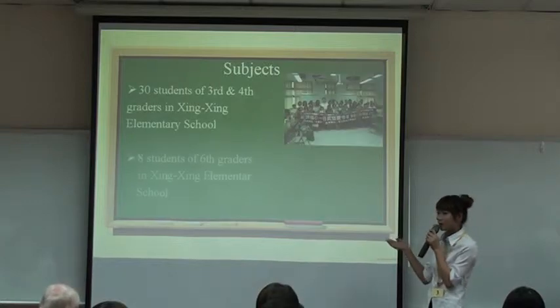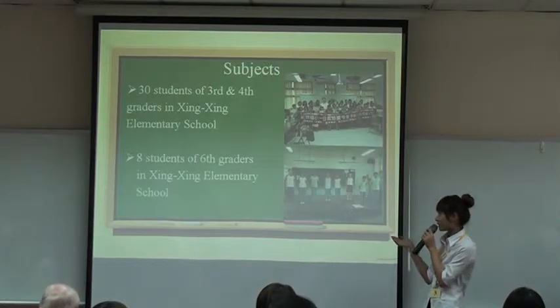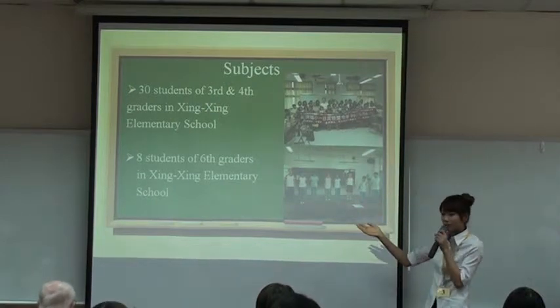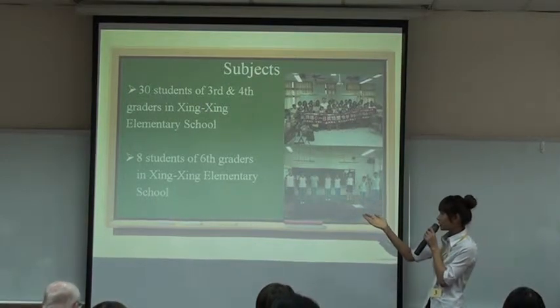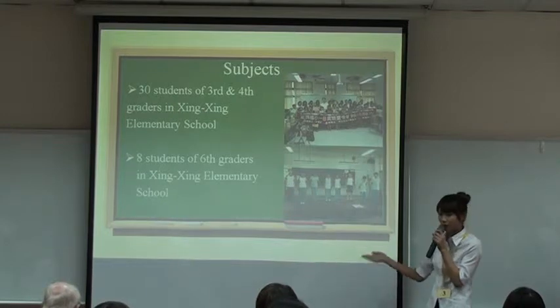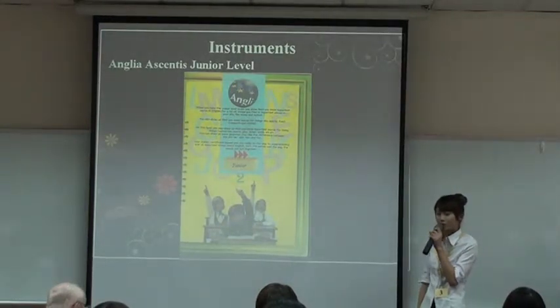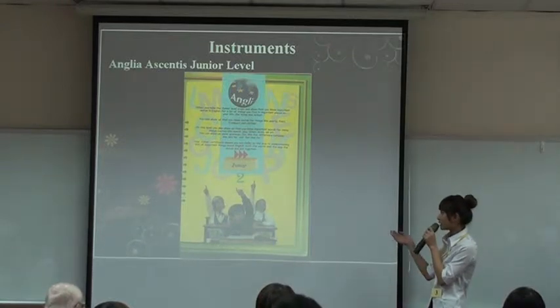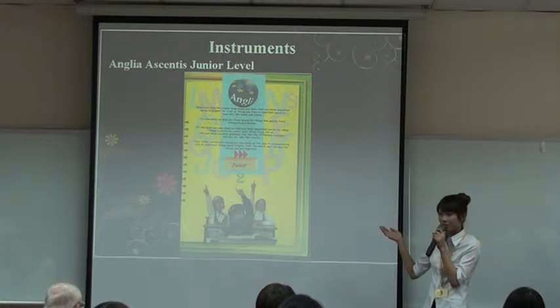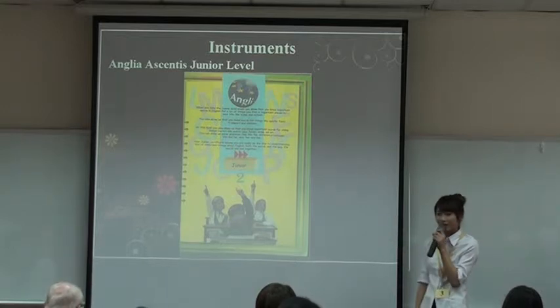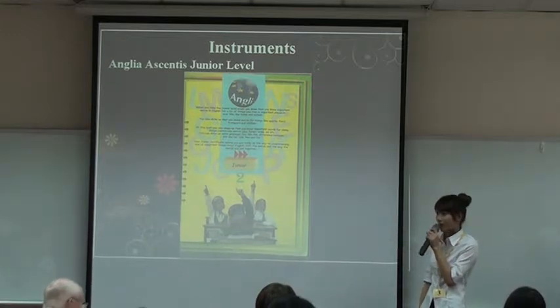In this study, we compare 2 kinds of implementing RT activities for 30 students in 3rd and 4th grades and 8 students in 6th grade of Cincinnati Elementary School. Regarding instruments, they are used to complete the purpose of the study. There are Anglia Assessments, junior level as a pre-test and a post-test, and a pre-study and post-study questionnaire on RT for students.